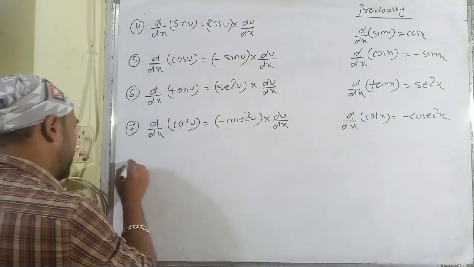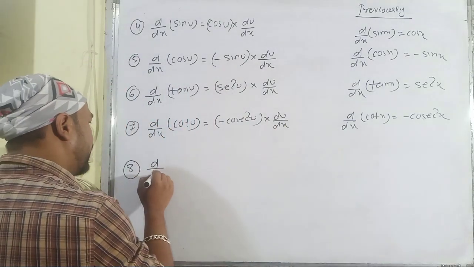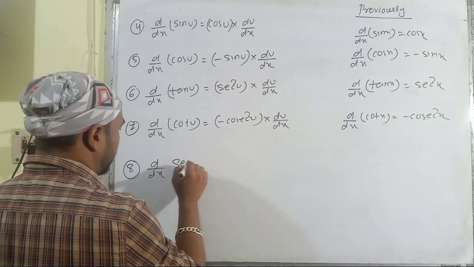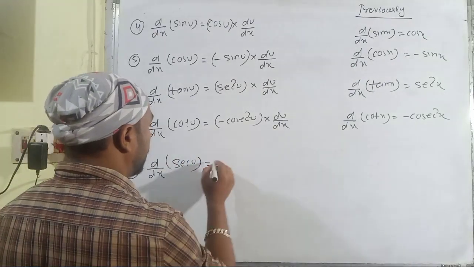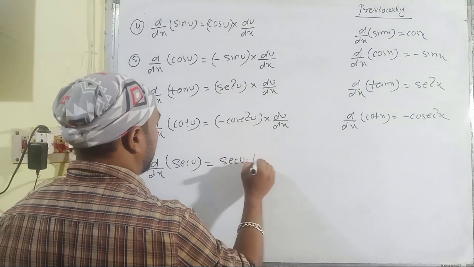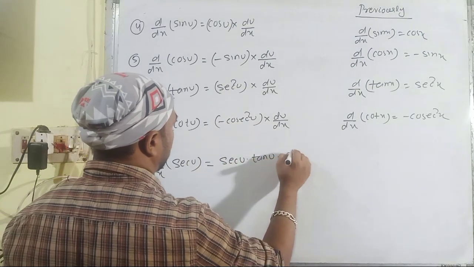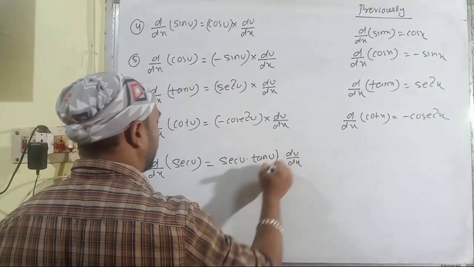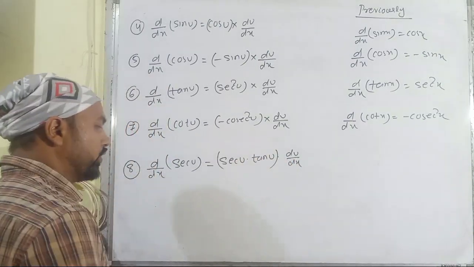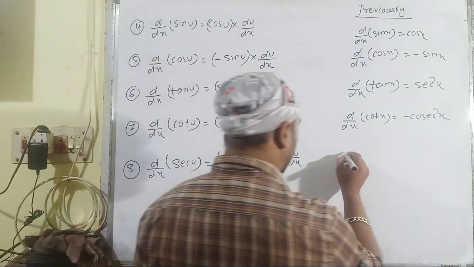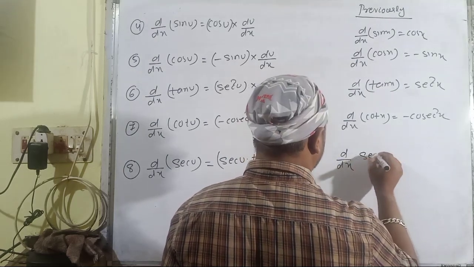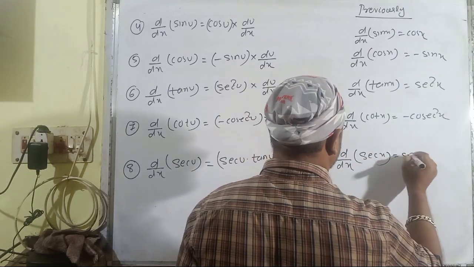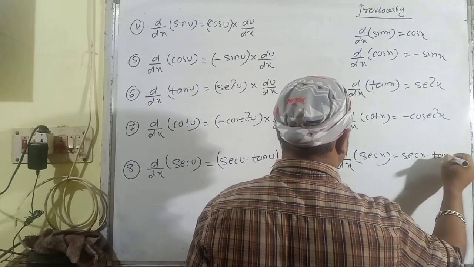Then number 8 is here, differentiation of sec u. This will be sec u into tan u into differentiation of u with respect to x. Previously we know that differentiation of sec x is sec x multiplied with tan x.